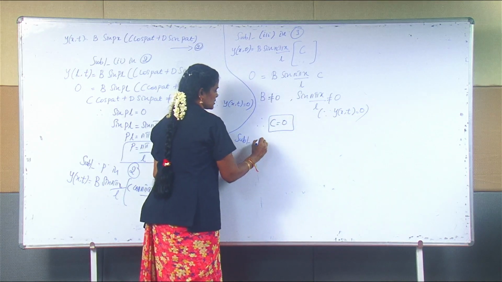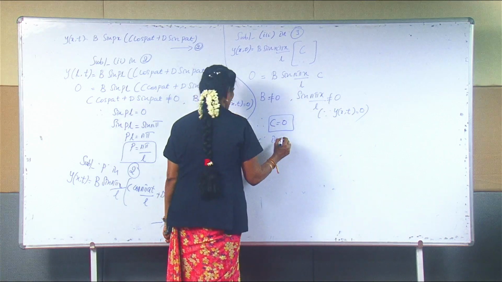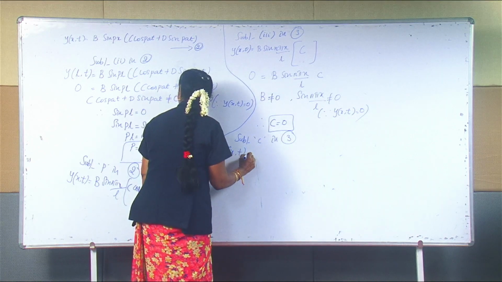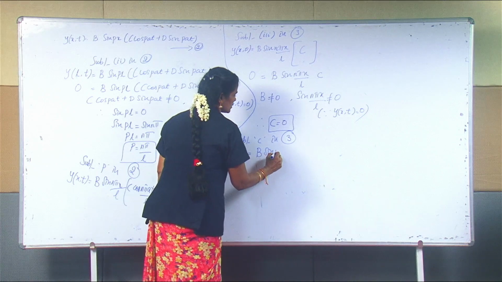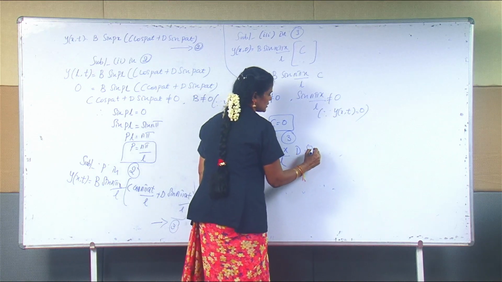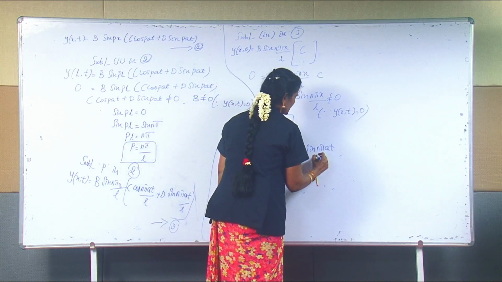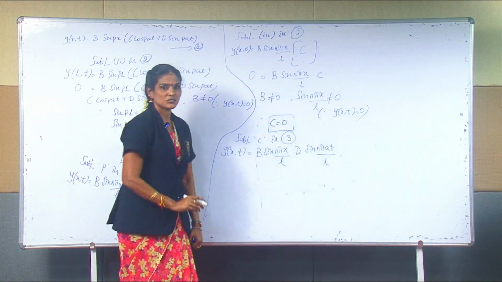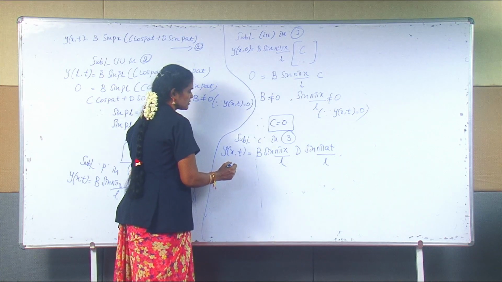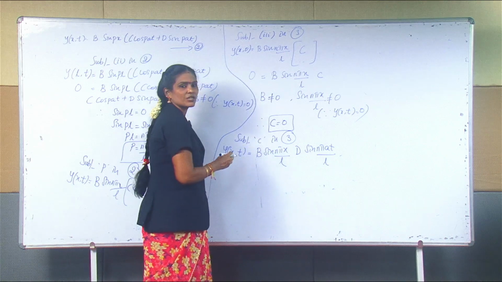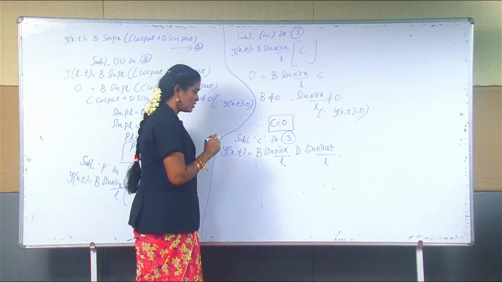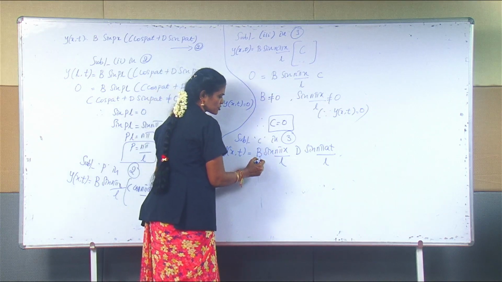Substitute c value in the previous correct solution in equation number 3. So y of x comma t equal to b sin n pi x by L into d sin n pi a t by L. The first term is 0 because c value is 0. Next you have to consider this before substituting the last boundary condition. Last boundary condition is dou y by dou t. You have to differentiate partially with respect to t in the most general solution. So you have to consider the most general solution.